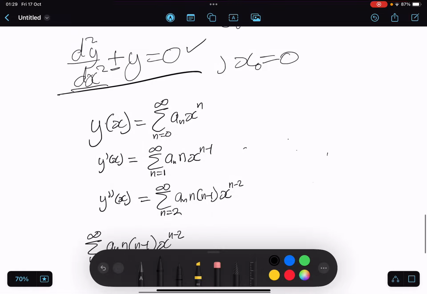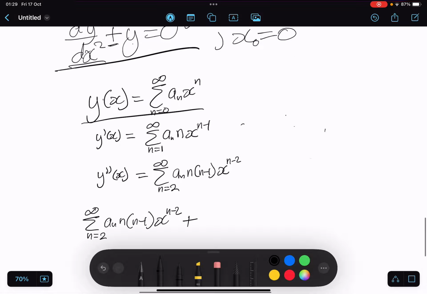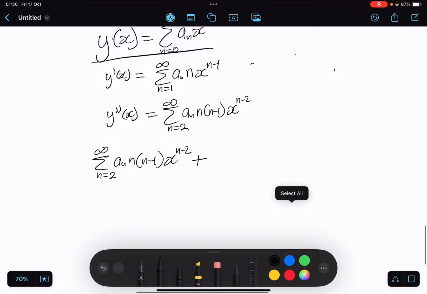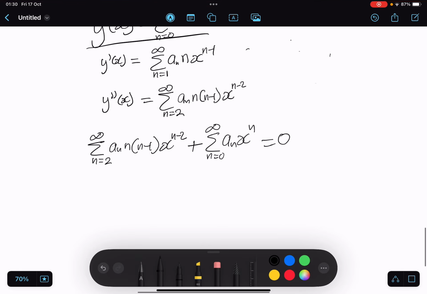This is the second step, plus y. What is our y? This is our y. So plus the sum of n equals 0 to infinity of a_n x^n, and this is supposed to be 0. So from here, there are certain things that you have to look at.